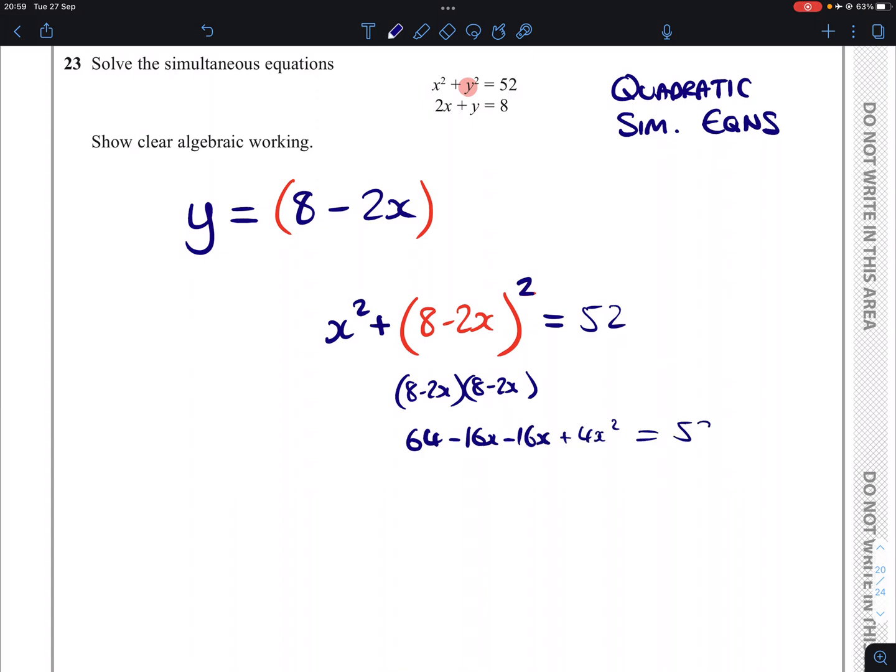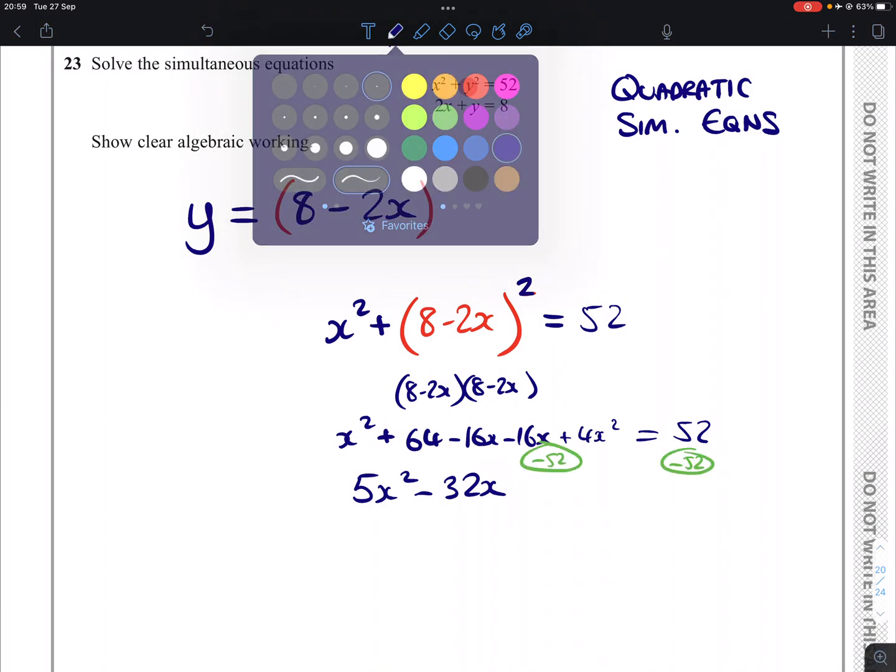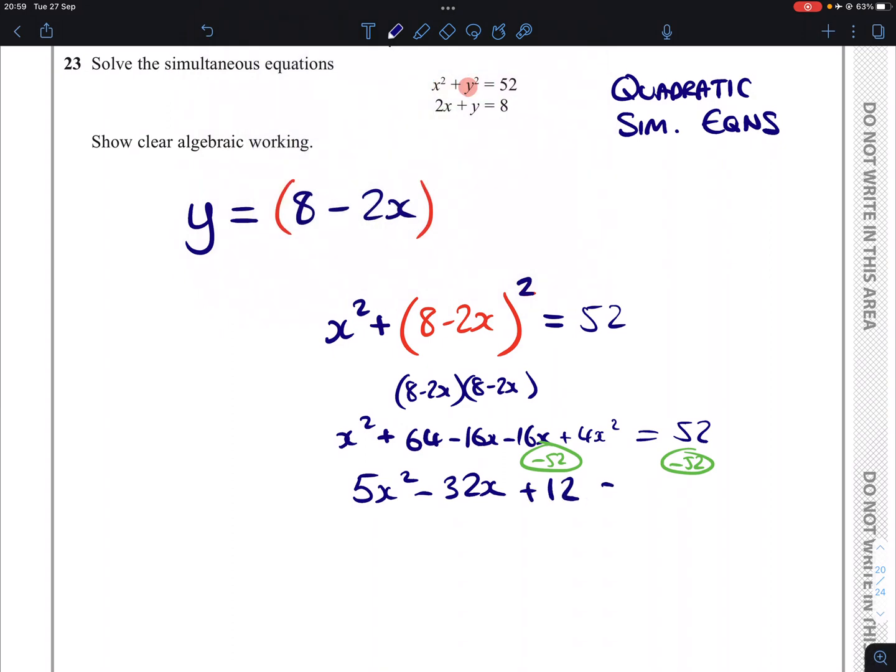which combined with a 52 on the right and an x squared on the left, we will simplify to get the following. 5x squared minus 32x. We're going to take away 52 from both sides while we're at it as well, because we need an equals 0. And by doing that, we will end up with 8 plus 12 equals 0.